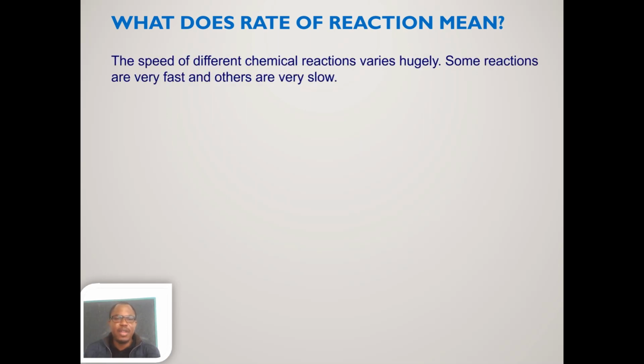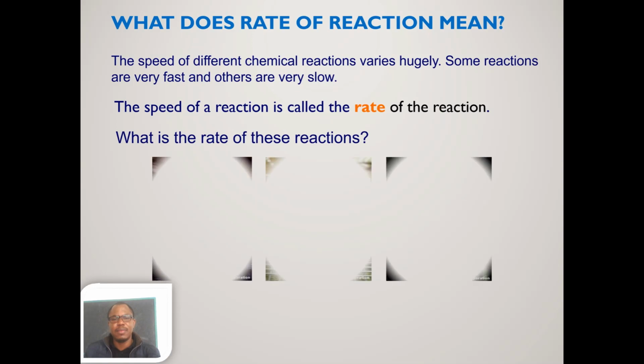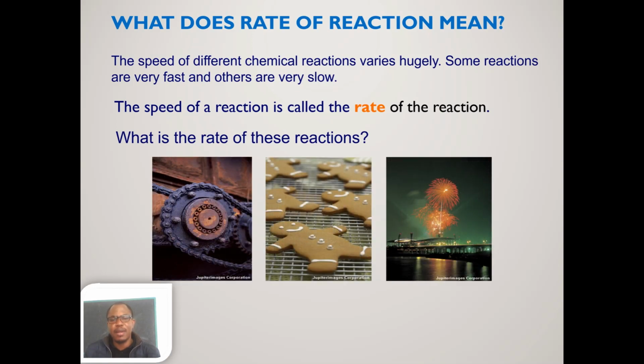The speed of different chemical reactions varies greatly. Some reactions are very fast, others are very slow. The speed of reaction is called rate of the reaction. What is the rate of these reactions? If you look at the diagram, you see roasting, baking, explosion. Roasting is very slow, baking fast, explosion very fast.